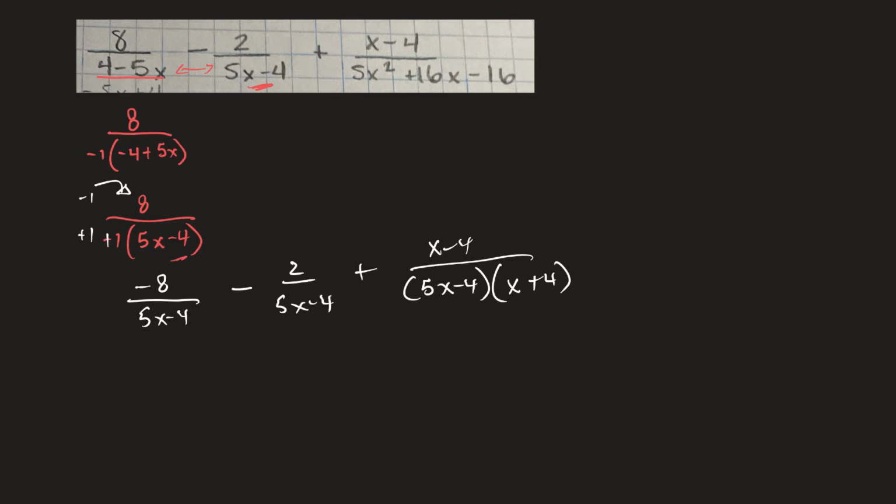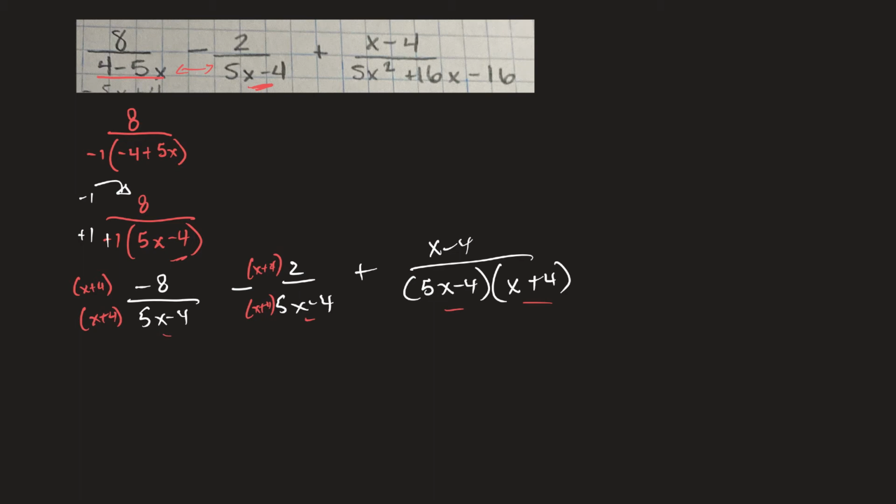These first two already have a common denominator, so you could combine those. It's probably easier if you combine them first, but let's do it the normal way. So our lowest common denominator is going to be these two, right? These two already have the 5x minus 4, so I'm going to have to multiply each of them by x plus 4, top and bottom. Good.